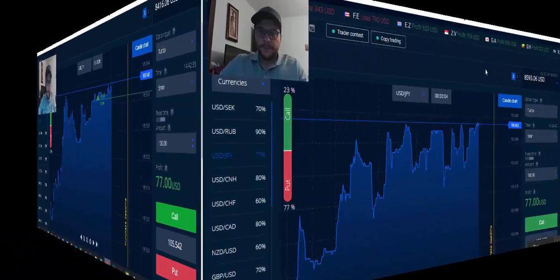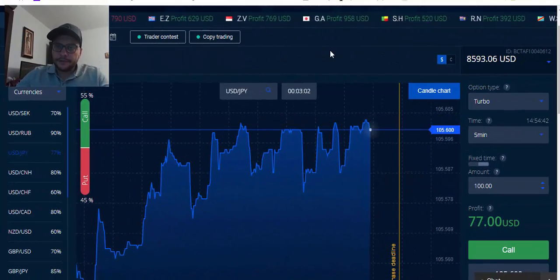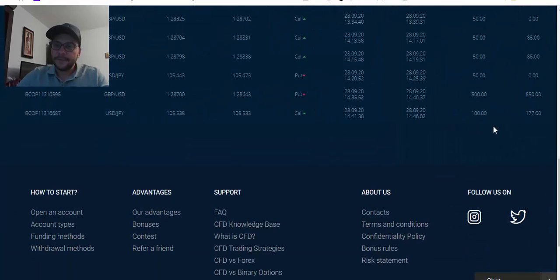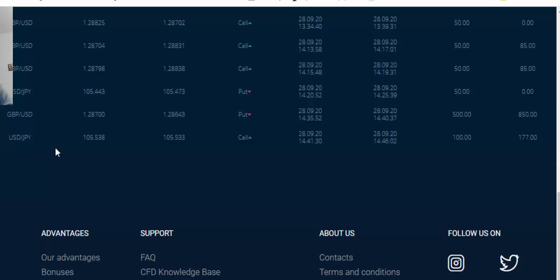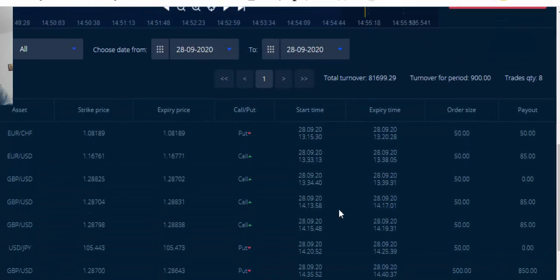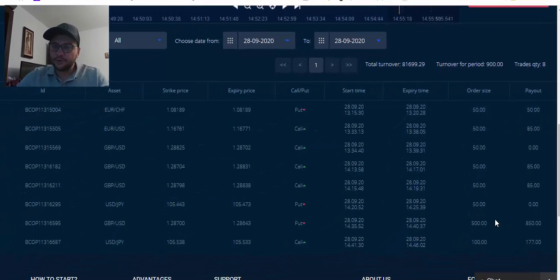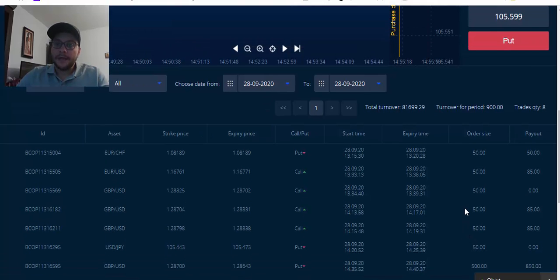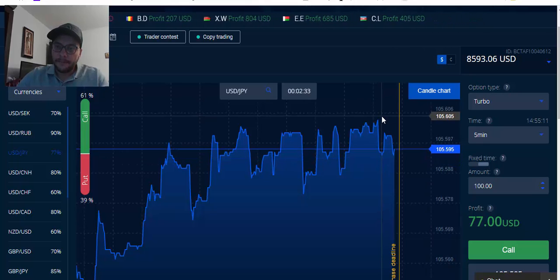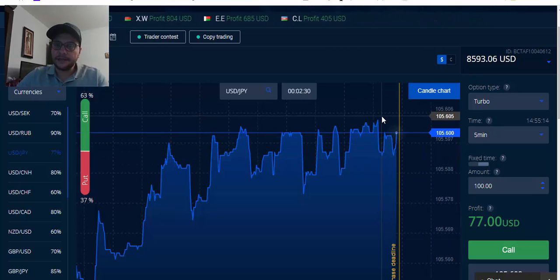Just 1 second. Alright, I'm back with the results of the last trade, and as you can see here, it was in the money. US dollar Japanese yen, it was in the money, $177 profit. So as you can see, for today's trading session, we have 1, 2, 3, 4, 5, 6, 7, 8 trades, and 6 are in the money and 2 are out of the money. So that's it. That was the trading session for today. We have a pretty good profit for today, around $500.